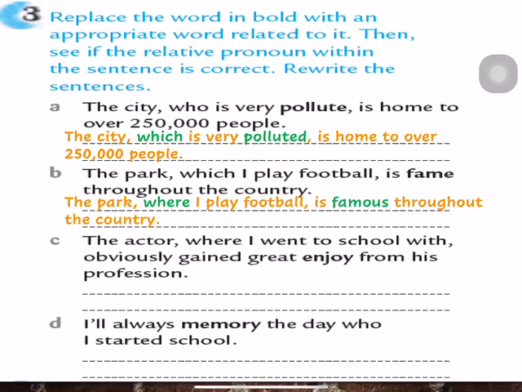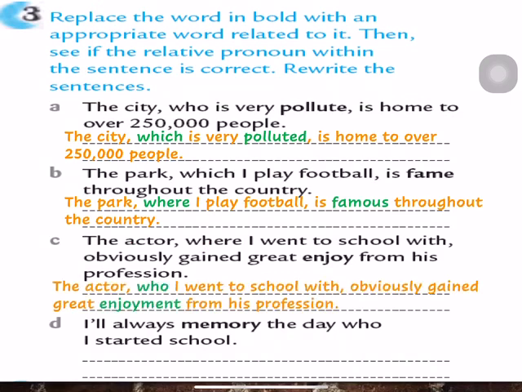C. The actor where I went to school with obviously gained great joy from his profession. So actor, which is a person, we can't use for it where, but we use actually who. So the actor who I went to school with obviously gained great enjoyment, very good, from his profession.